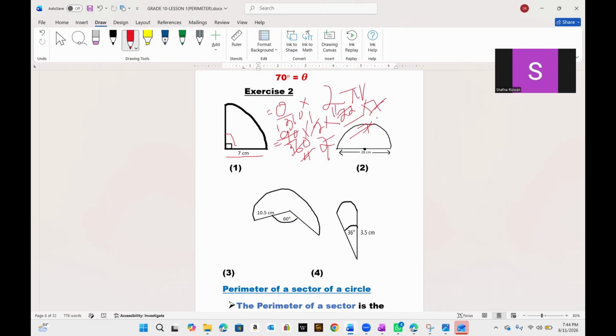Now nicely see, is anything remaining? Only 11. Am I correct? Yes, right? So what's the answer of this arc length? That is 11 centimeter. So the answer is 11 centimeter. Okay, finish, do the other one.